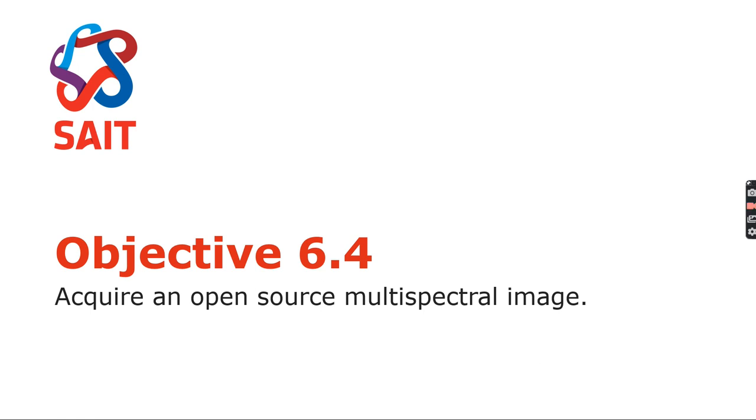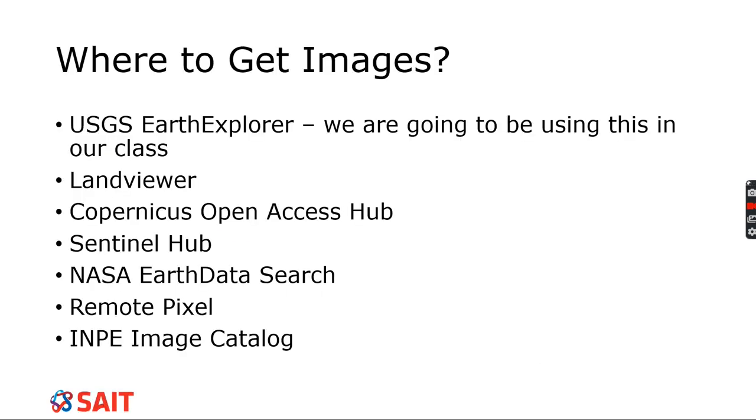So going into our next objective, how to acquire an open source multispectral image. Where can we get images? Well, we can go to Earth Explorer, and that's the one we're going to be using in class. There's LandView, Copernicus, Sentinel, NASA Earth Data, Remote Pixel, and many more. Depending on what satellite you want to access and how much you want to pay for it, that's all going to be important information to know as well.